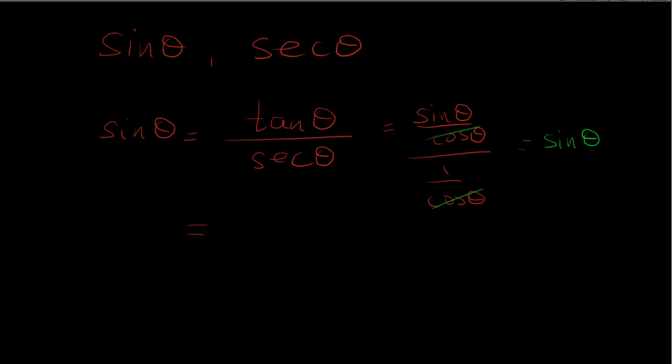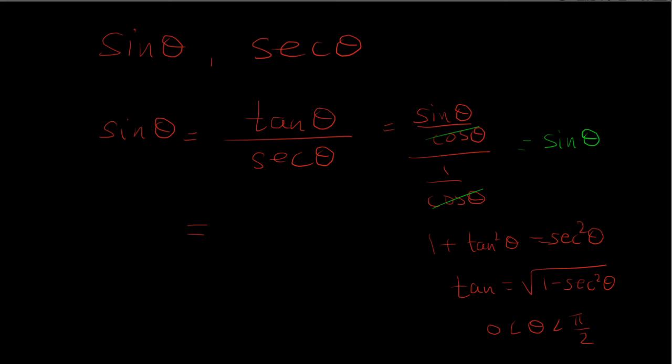So secant theta is good. Now we want to change tangent theta. Well, we know that 1 plus tangent squared is secant squared. So tangent will be the square root of secant squared minus 1. And we're going to be looking in the first quadrant again, because we want an acute angle. So we're going to replace tangent theta with the square root of secant squared theta minus 1 over secant theta. And that's what sine is equal to.